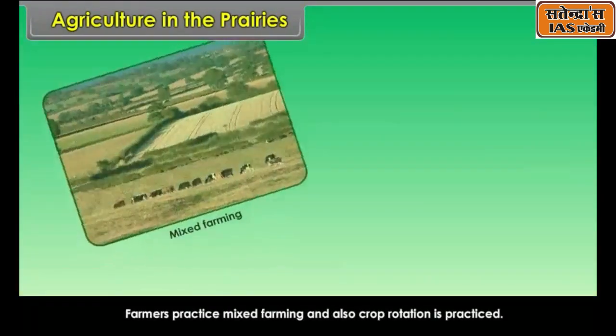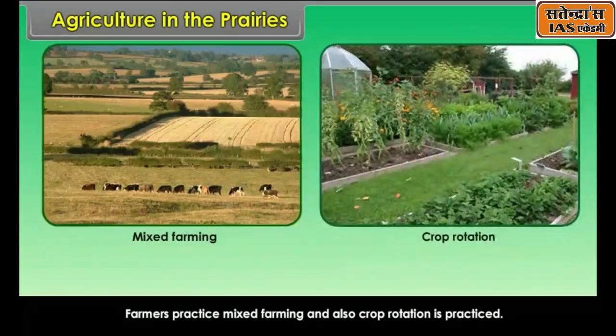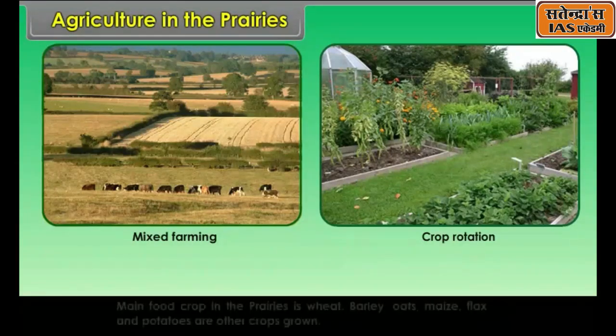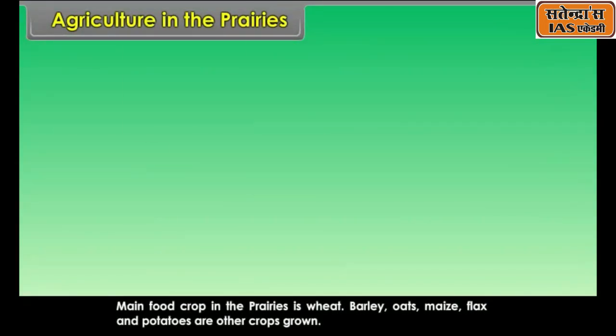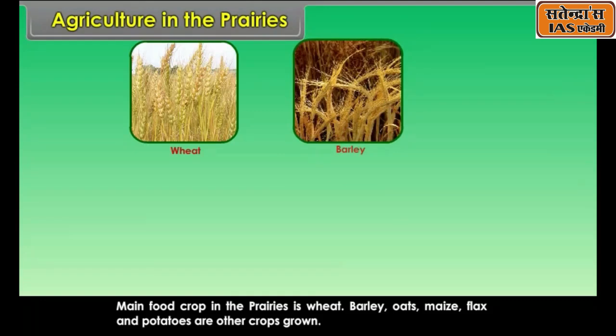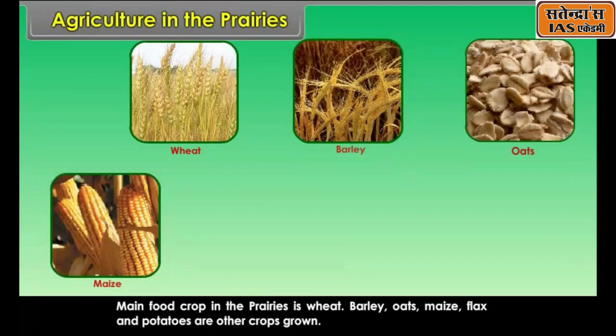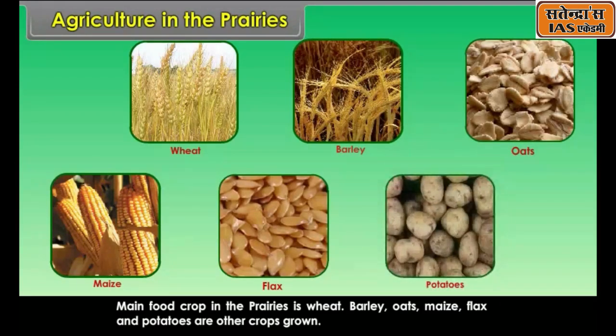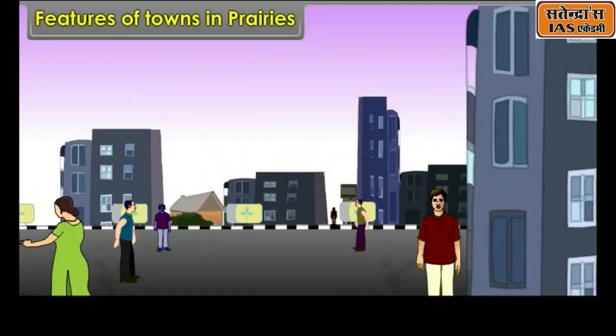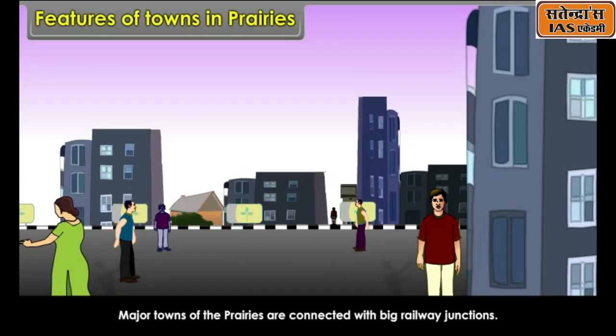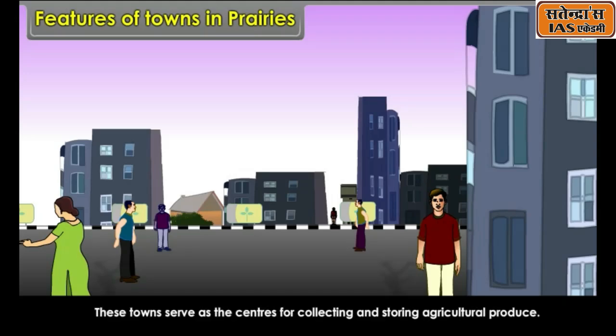Farmers practice mixed farming and also crop rotation is practiced. Main food crop in the prairies is wheat. Barley, oats, maize, flax and potatoes are the other crops grown. Features of towns in prairies. Major towns of the prairies are connected with big railway junctions. These towns serve as the centers for collecting and storing agricultural produce.